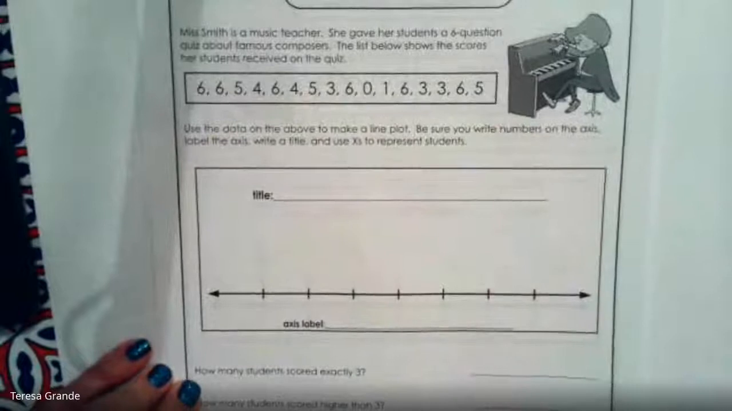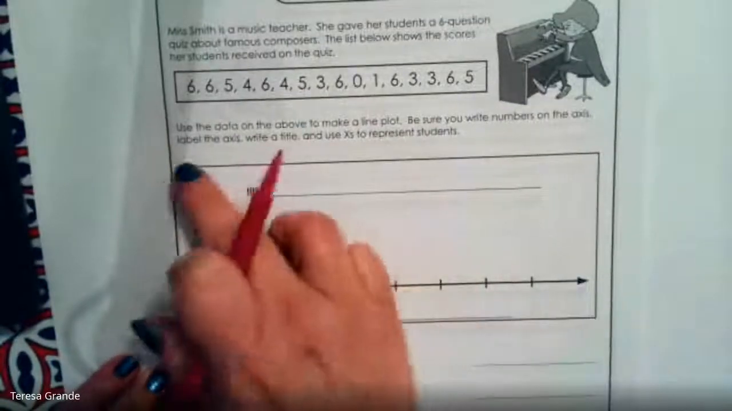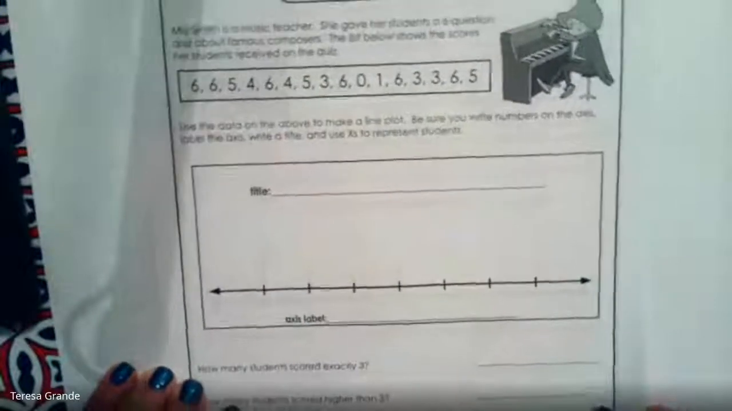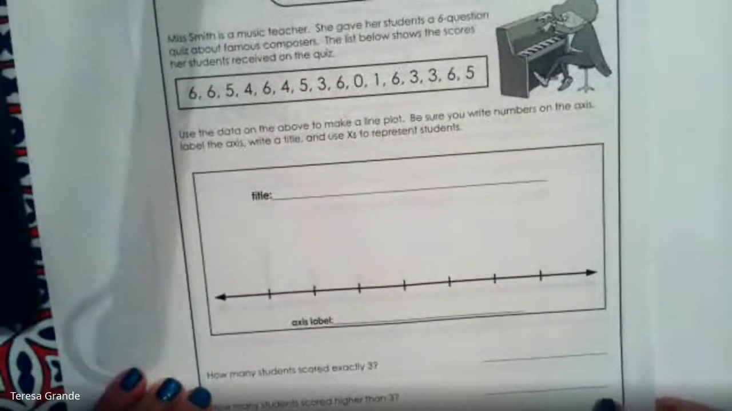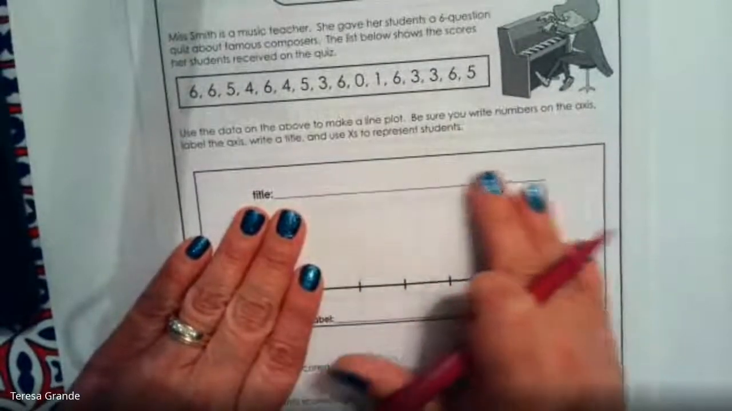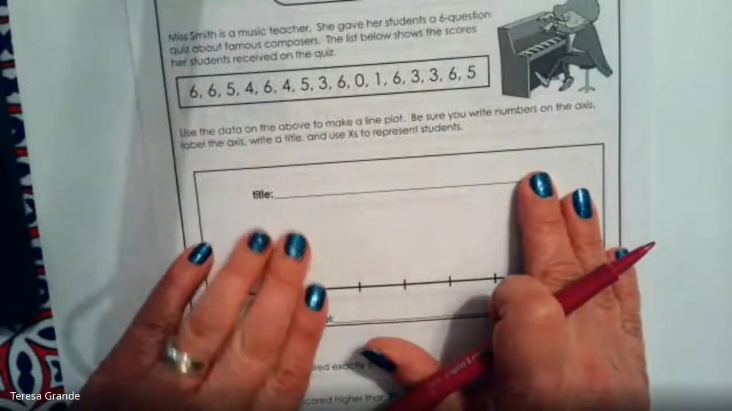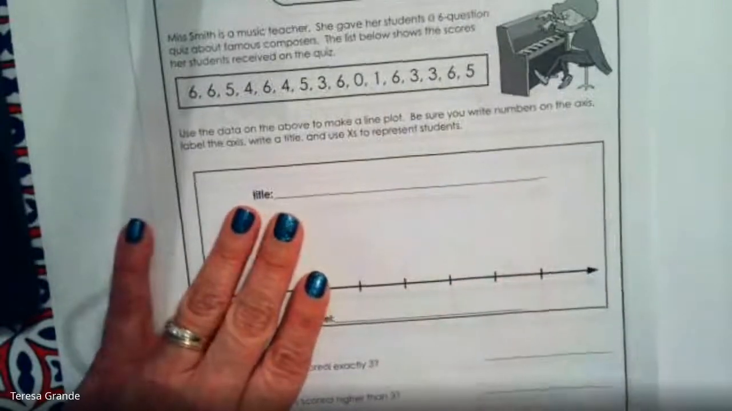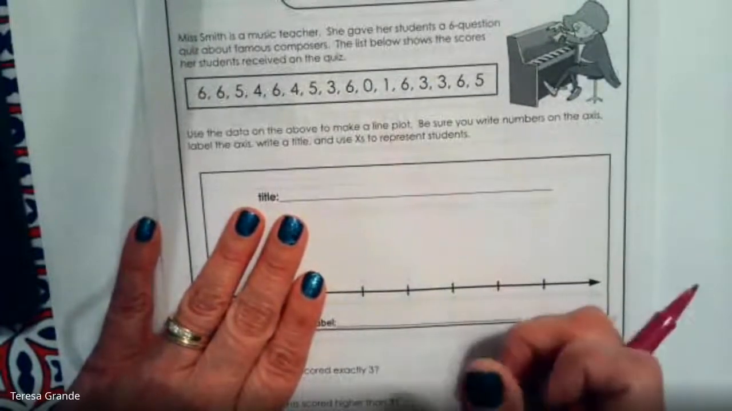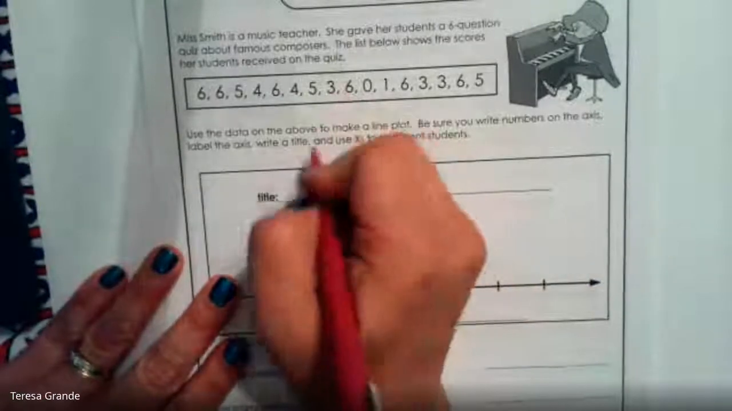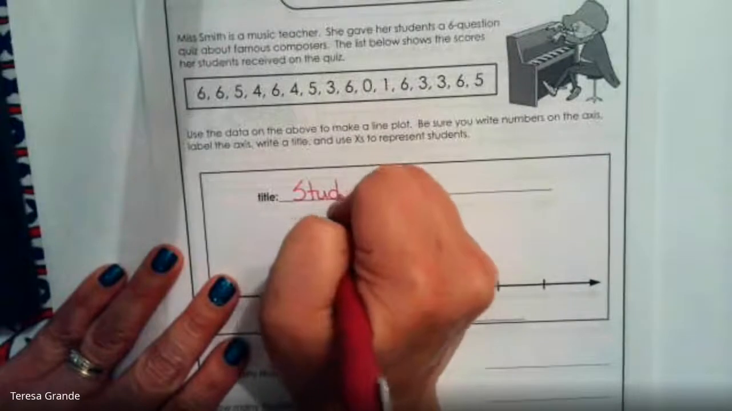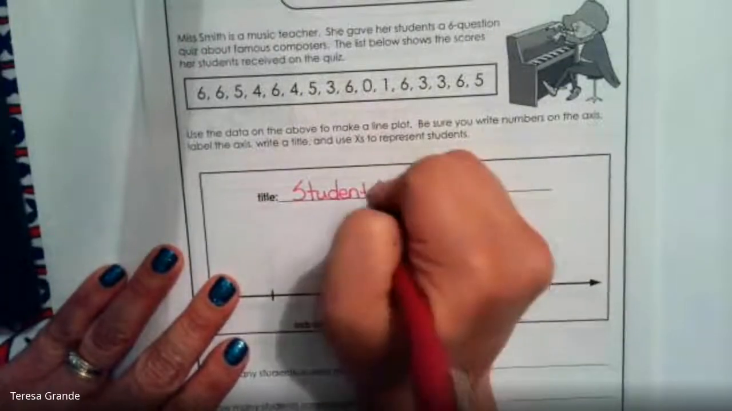Be sure you write numbers on the axis, label the axis, write the title, and use X's to represent the students. So the first thing we need to figure out is, what should this be called? What should the title of our line plot be? What are we finding? We're finding the scores of her students' quizzes. So the title is Students' Test Scores.